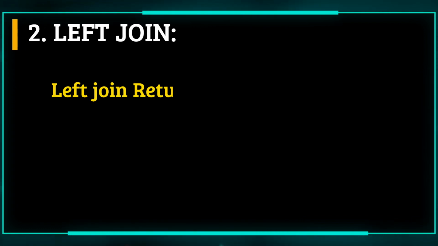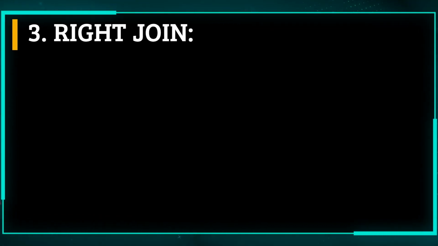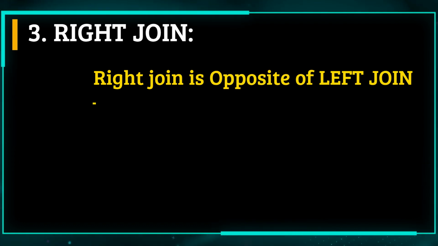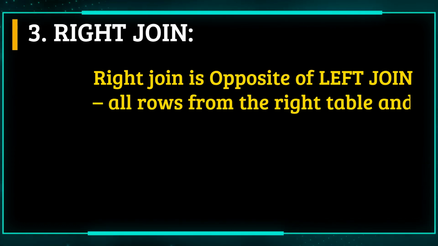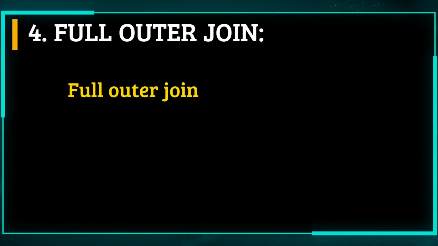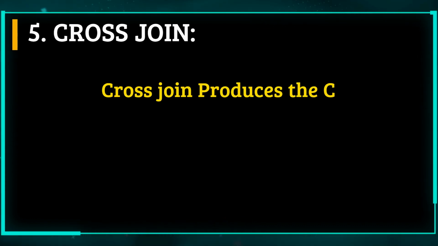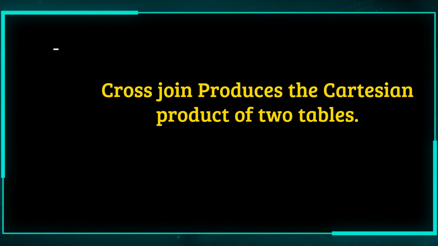2. Left join. Left join returns all rows from the left table and matched rows from the right. 3. Right join. Right join is the opposite of left join, all rows from the right table and matched rows from the left. 4. Full outer join. Full outer join returns all rows when there is a match in one of the tables. 5. Cross join. Cross join produces the Cartesian product of two tables.